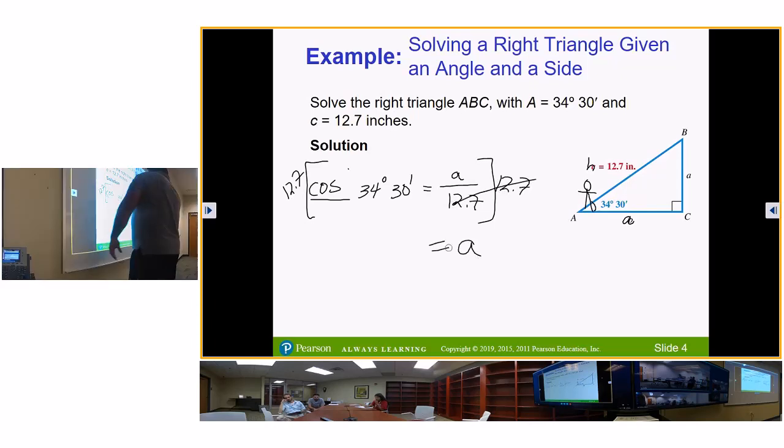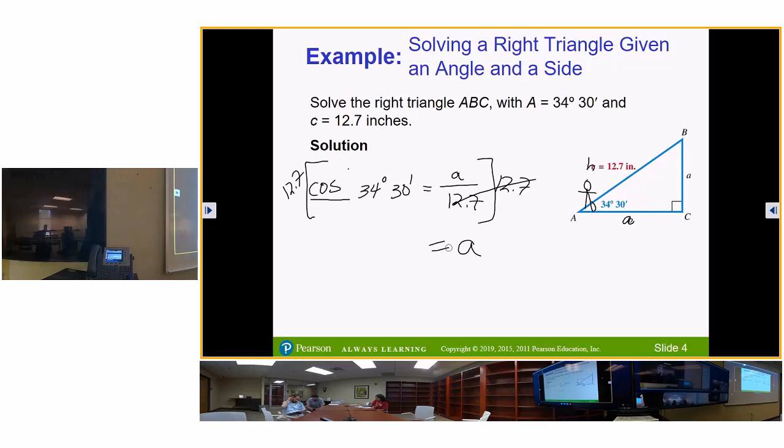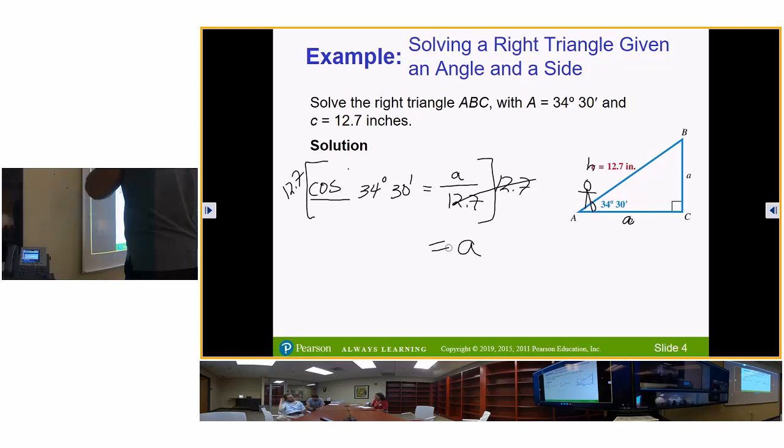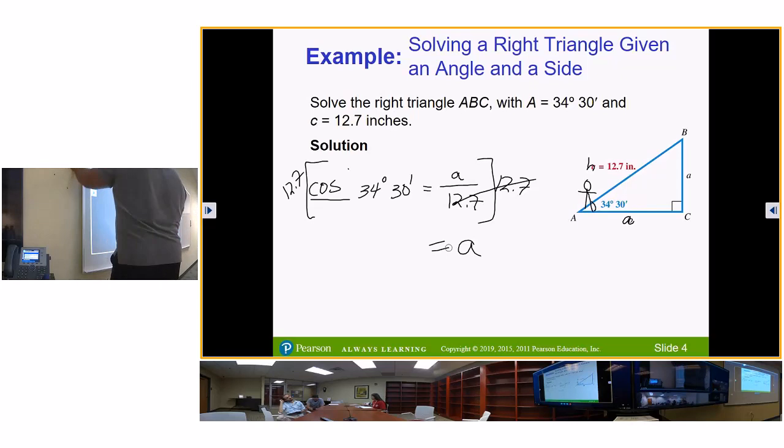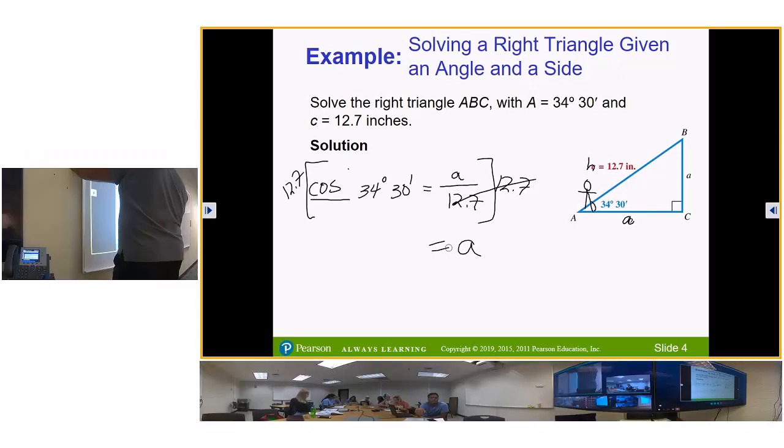So the side of A is equal to, somebody take cosine of 34.30, make sure you're in degree mode, cosine of 34.30 and multiply it by 12.7. What do you get? I want you to actually do it now. Just give me feet. I don't need decimals. Just give me the whole number.